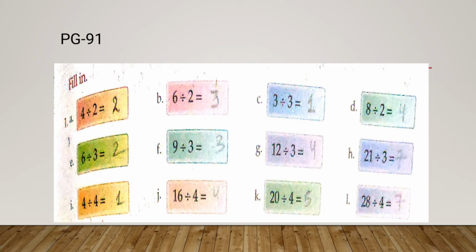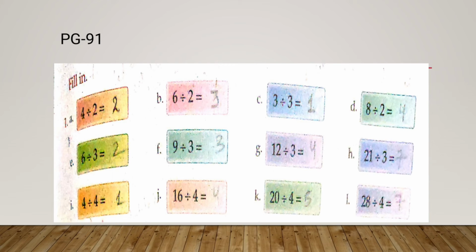Now H part, the question is 21 divided by 3. Children, recite the table of 3 until you get 21. 3 1s are 3, 3 2s are 6, 3 3s are 9, 3 4s are 12, 3 5s are 15, 3 6s are 18, 3 7s are 21. So children, 21 divided by 3, you will get answer as 7.